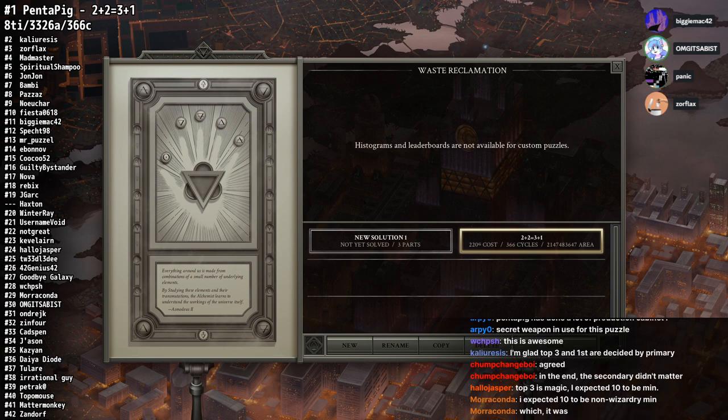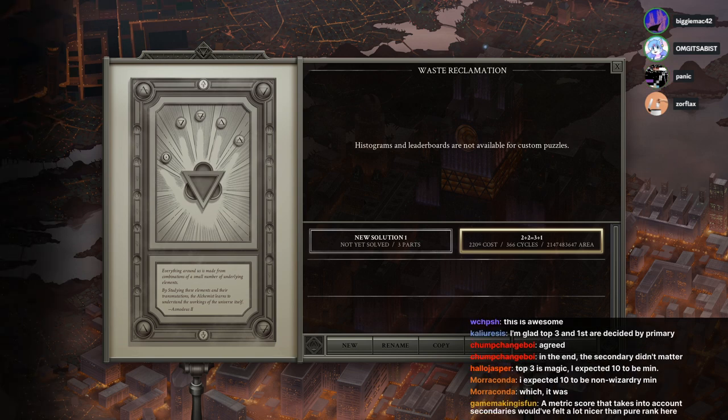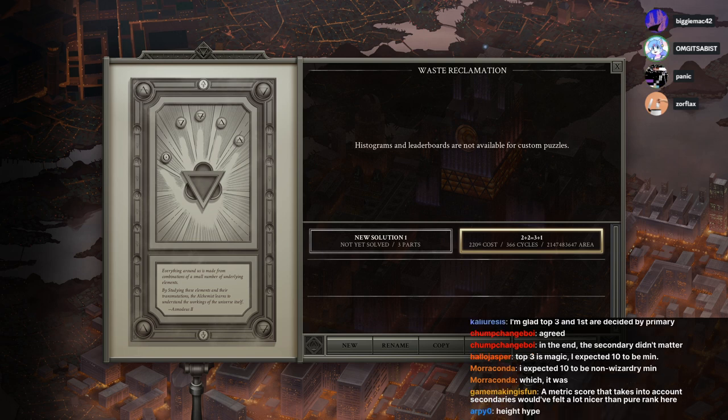I'm not going to be much better at height. This is going to be a bad week for me. I would like to believe that podium on height is spiritual shampoo, me, and someone, but I could be totally wrong. Maybe Madmaster. Maybe this will be a week for Madmaster. Could be Pentapig's wake.